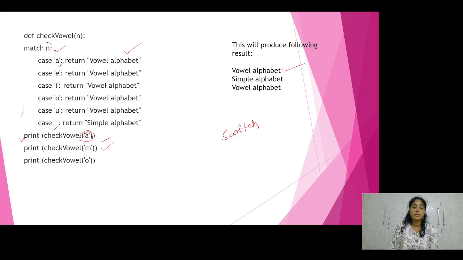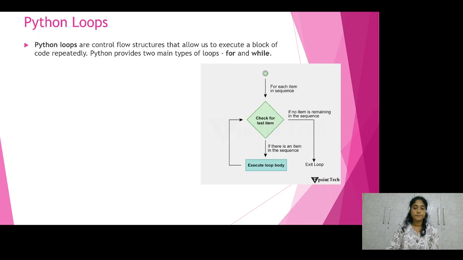Finally it goes to underscore, then it prints simple alphabets. Is there any match case for O? Yes, O. So directly it goes to that case, and it returns the vowel alphabet. It is the match case, similar to switch in C.